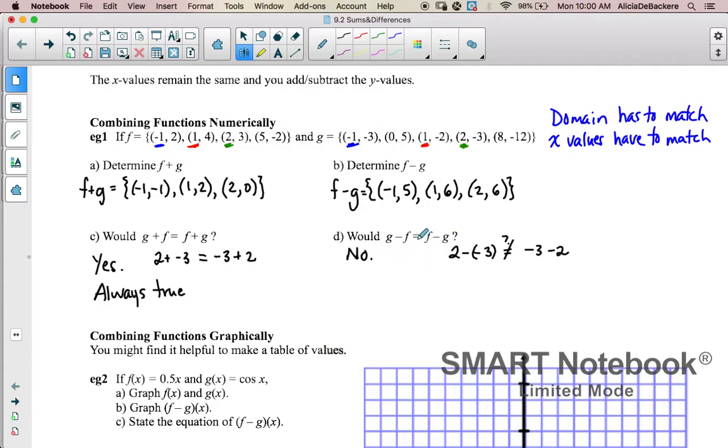Now, is that ever going to be true? So we know it's not always true, for sure not always true. But is it sometimes true? Well, yeah, it would depend on the function that you have. Usually when you get some simpler functions, it would work. I'm trying to think of an example off the top of my head, and I can't right now, but it is sometimes true.